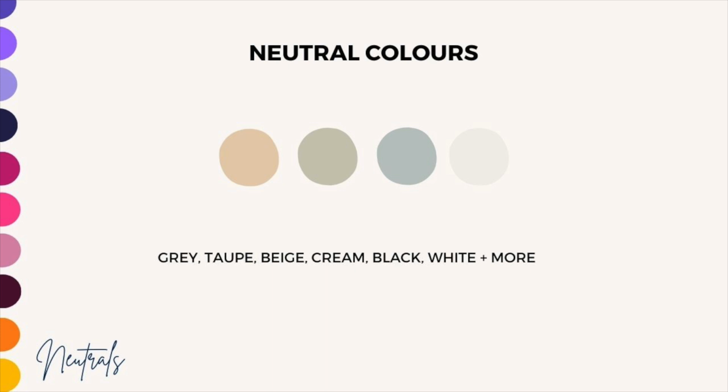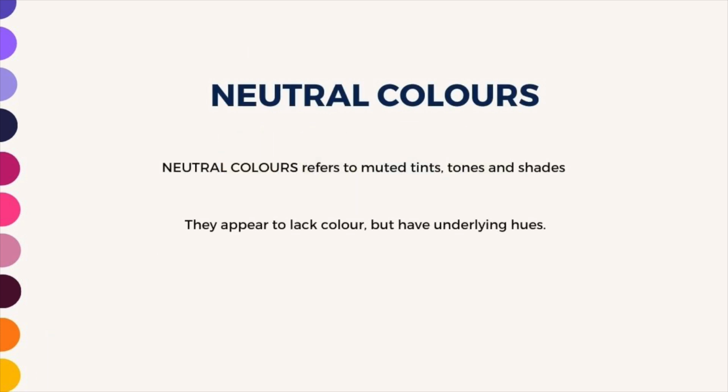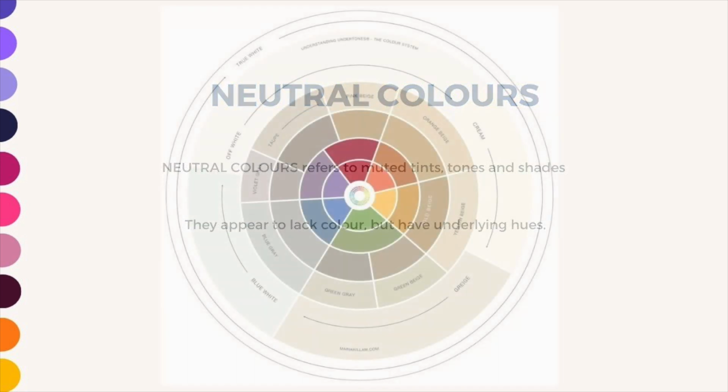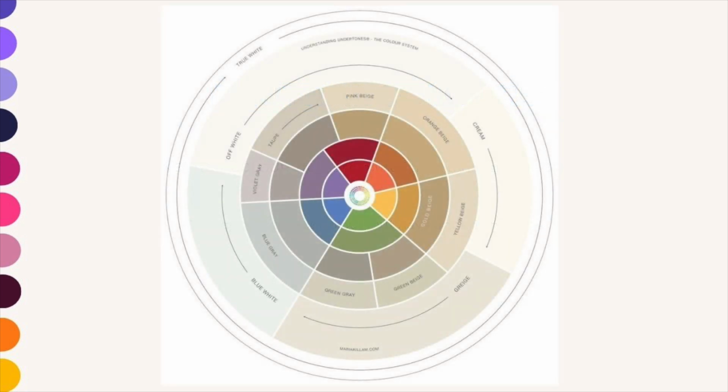Some of our basic neutral colors include gray, taupe, beige, cream, black, white, and there's a whole lot more, but these are the basics. A neutral color is a muted tint, tone, or shade, and that's going back to what we were talking about in part 1. They're colors that appear to lack color, but they do actually have underlying hues, underlying colors, and you can see that in this color wheel here that shows the underlying colors of different neutral tones.